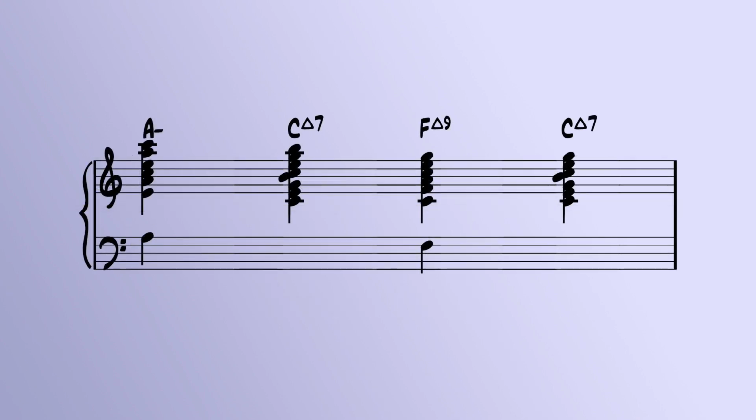We have A minor, C major 7, F major 9, and again C major 7. We would look at this as being set in the key of A minor, and as such would analyze this as a simple diatonic progression. We have the 1, flat 3, and flat 6 with extensions placed on the latter 2. Nothing strange here, it's smooth and straightforward.